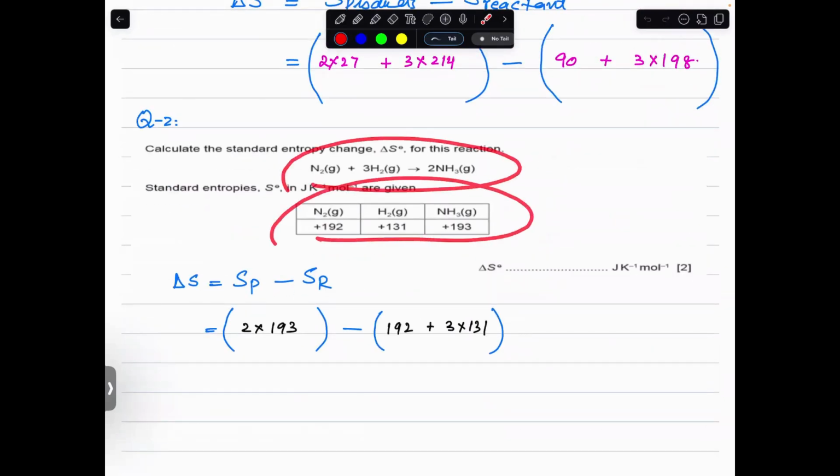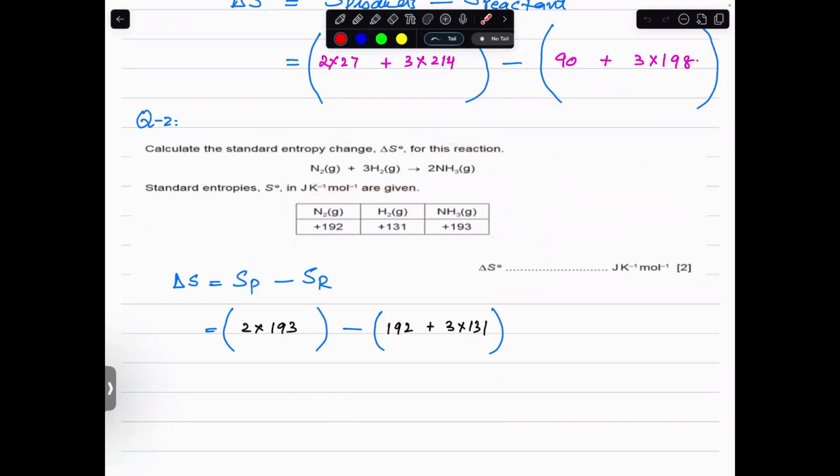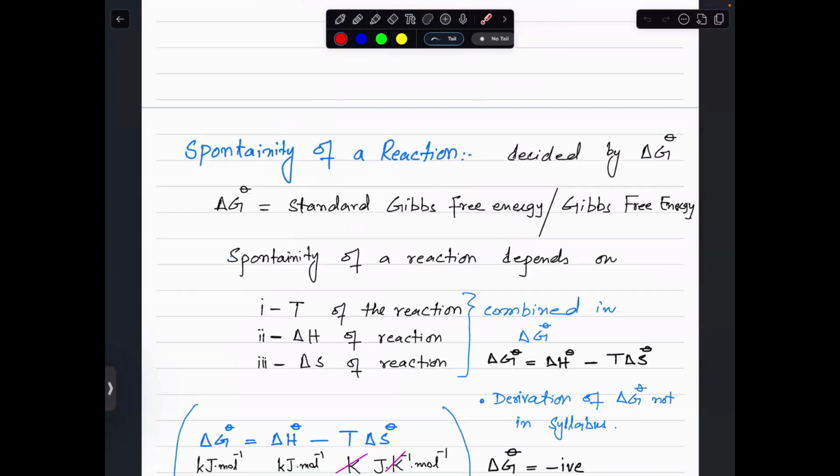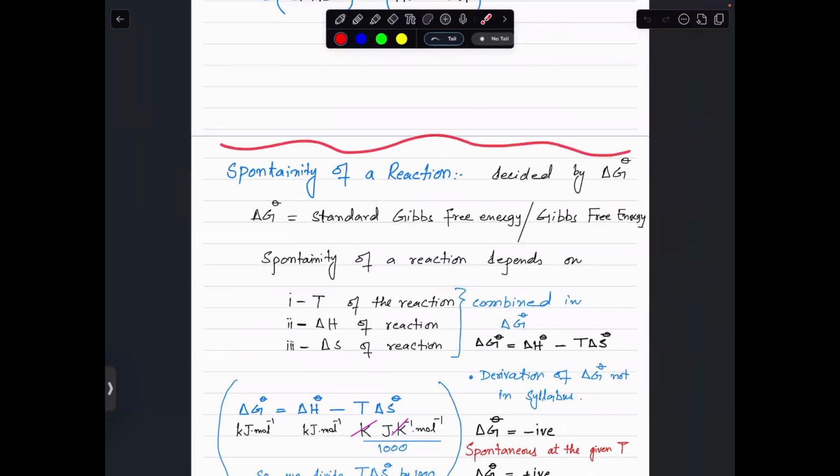See this question. Again, there are too many questions like this. Now there are 2 ammonia. So what are you supposed to do? 2 into 193 minus 1 nitrogen, 3 times hydrogen. Now your next topic is delta G, the spontaneity, right?